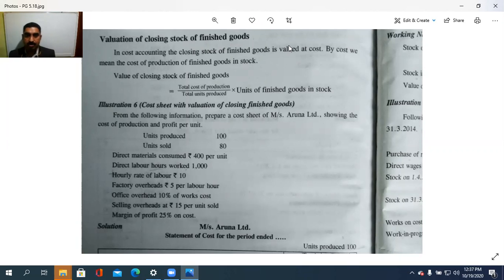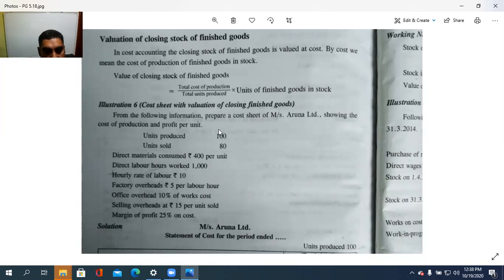So, a cost sheet with the valuation of the closing finished goods. From the following information, prepare a cost sheet of Messrs. Arna Limited showing the cost of production and profit per unit. Units produced is 100, units sold is 80. But there is a difference of 20. Direct materials consumed is 400. Direct labor hours worked is 1,000. Hourly rate of labor is 10. Factory overheads rupees 5 per labor hour. Office overhead 10% of the work cost. Selling overhead at 15 per unit, and margin of profit 25% on cost.